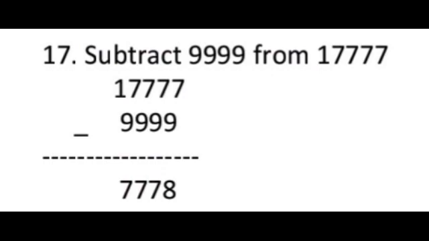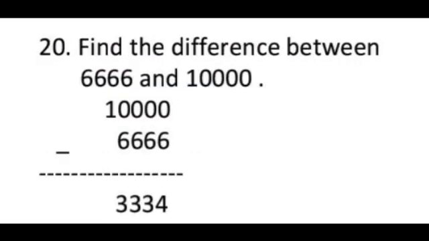Now here question number 17, subtract 9,999 from 17,777. Here I have subtracted and our answer will be 7,778. Now question number 20 is find the difference between 6,666 and 10,000. When we subtract it, we'll get the answer 3,334.